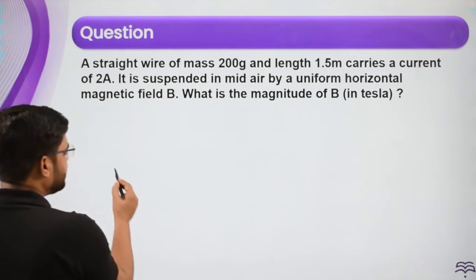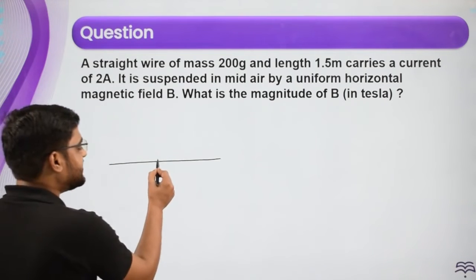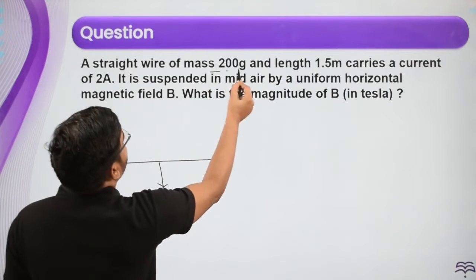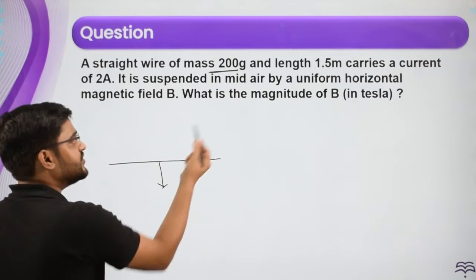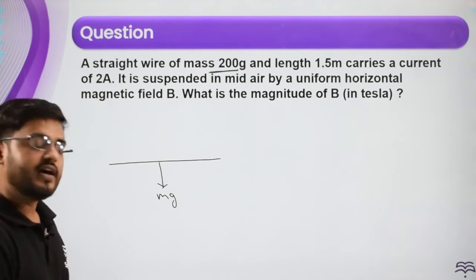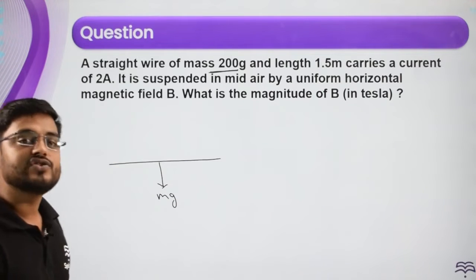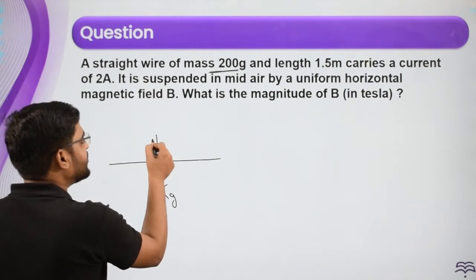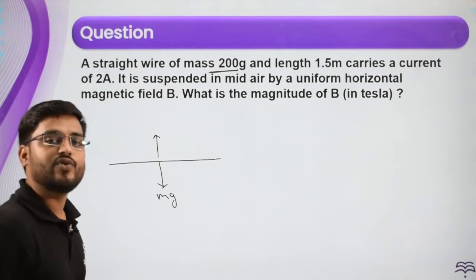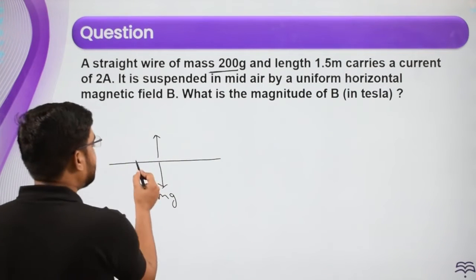So if this is a wire and you are suspending it in mid-air, there must be, see, here the mass of the wire is given. So mass is 200 gram. We'll say the force is basically mg. Who will oppose this mg? Due to mg, it would fall, right? So there must be an upward force, and that must be the magnetic force. And how much is the magnetic force on a current carrying wire? It is ILB.